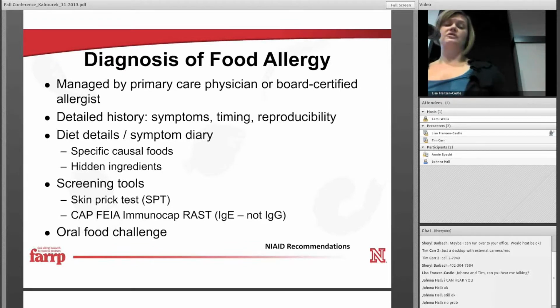And then kind of the gold standard is doing an oral food challenge, and that is just taking a very small amount of food and giving it to that person mixed into something else. So they might put peanut flour in pudding or soy flour in Jell-O or something. So it's kind of hidden. They can do double blind or open challenges. Usually they're open, so the patient and the physician know exactly what's going on.